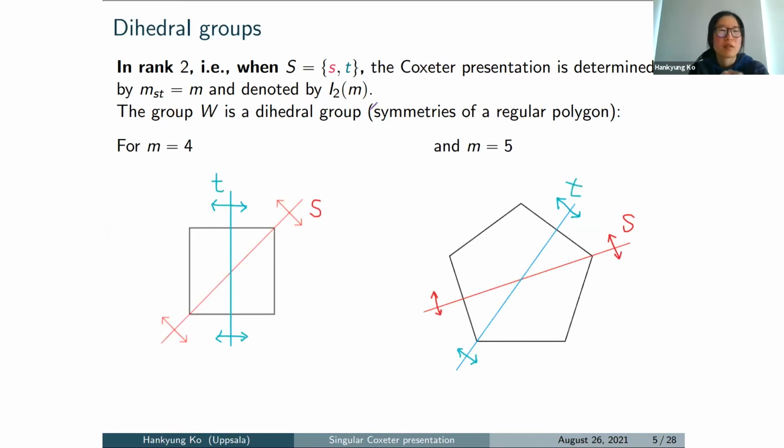For example, if m is 4, we have a square, and the group consists of the symmetries of this square, and we can take the generators. We want them to be reflections. So we take two reflections that are next to each other, then it satisfies, in this case, the braid relation ST equal to TS. And for m equal to 5, you have a polygon with 5 edges, and S and T generate and satisfy the braid relation.